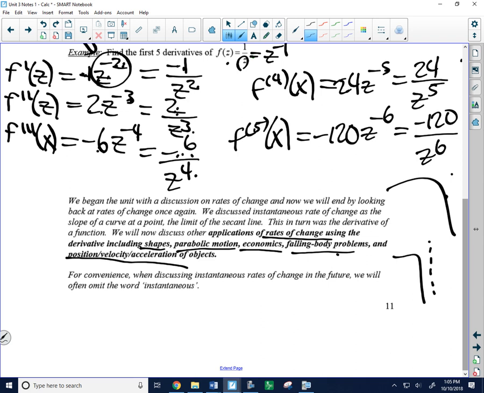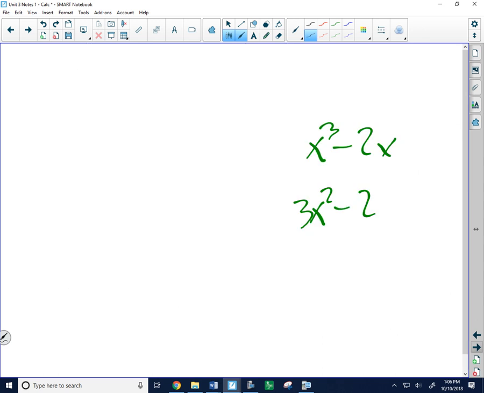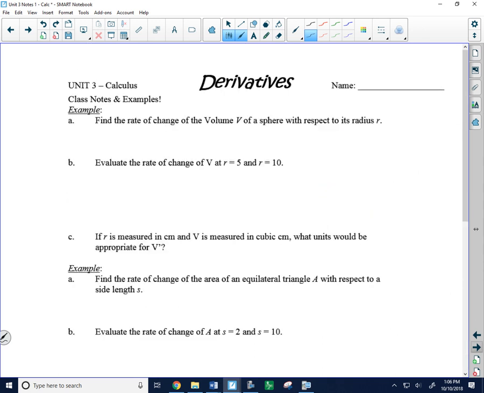Okay, one last thing before we do this, guys. This is just standard moving forward. I might help you out and say instantaneous, but if I just say rate of change, it's assumed to be the instantaneous rate of change, not the average. So if I want average velocity or average rate of change, I'll say the word average. If I just say rate of change, it means derivative, instantaneous. Okay, so that intros it.